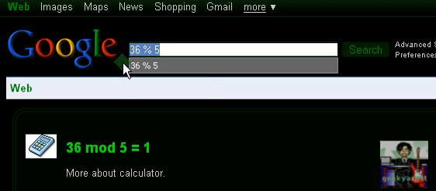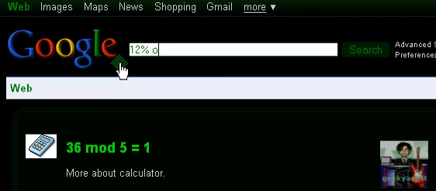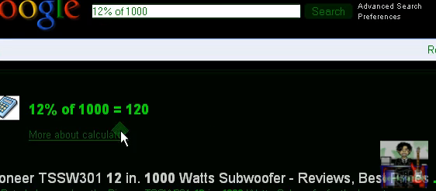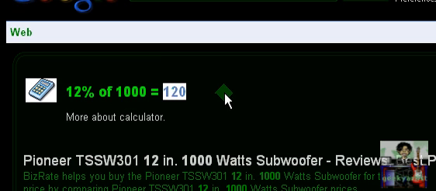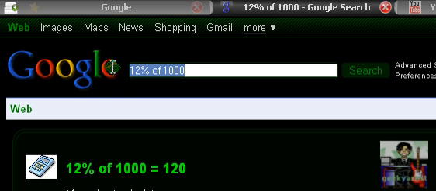So speaking of percentage, you can also get the percentage of a particular number, let's say 12%. Just type in 12% of, let's say, 1,000, hit enter, and it will give you your answer, which is 120. So that is getting the percentage.